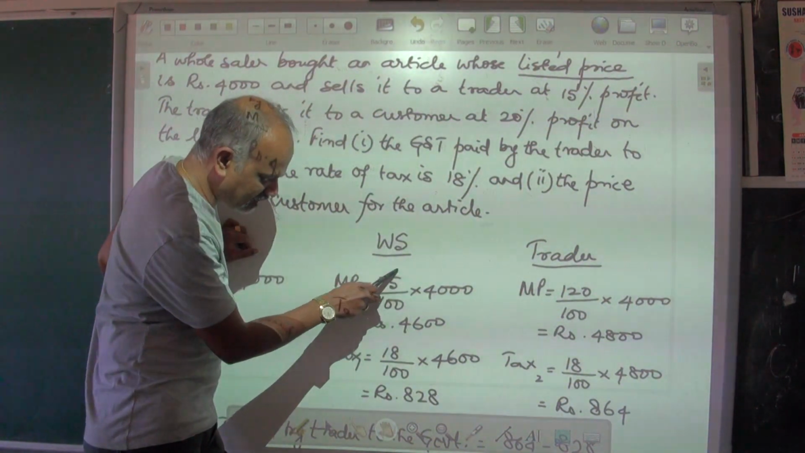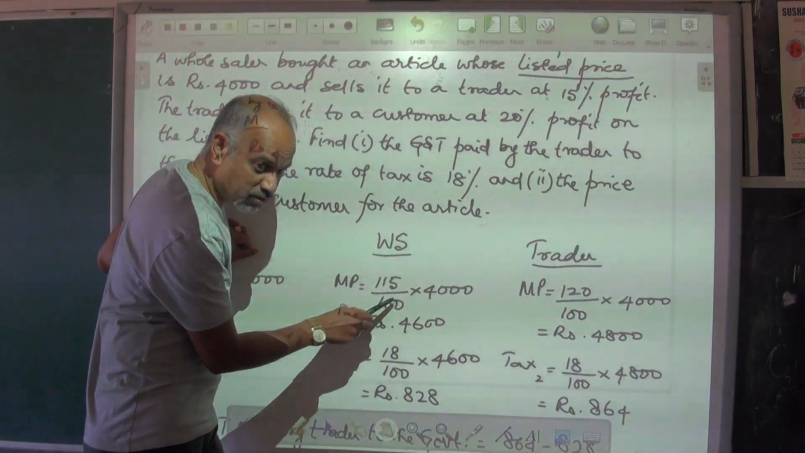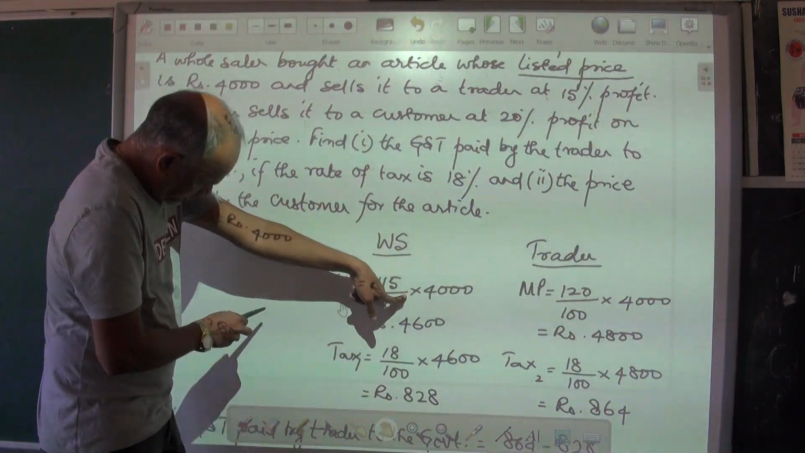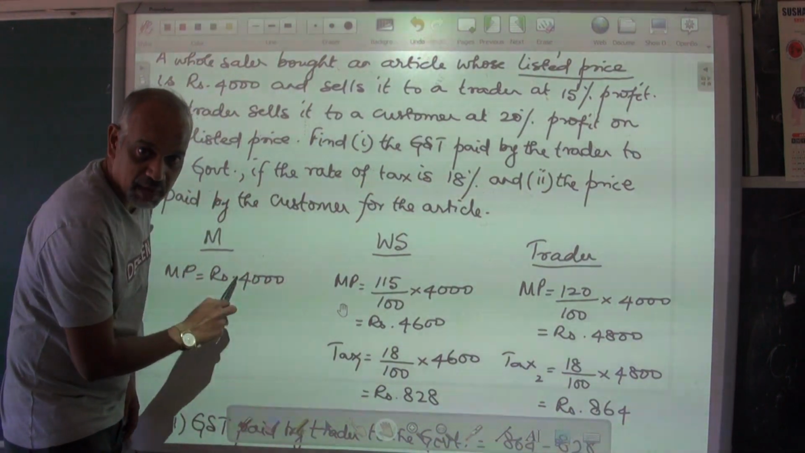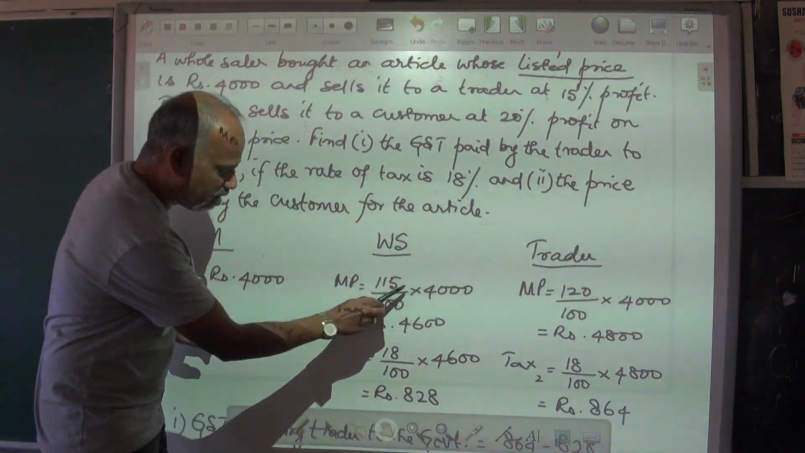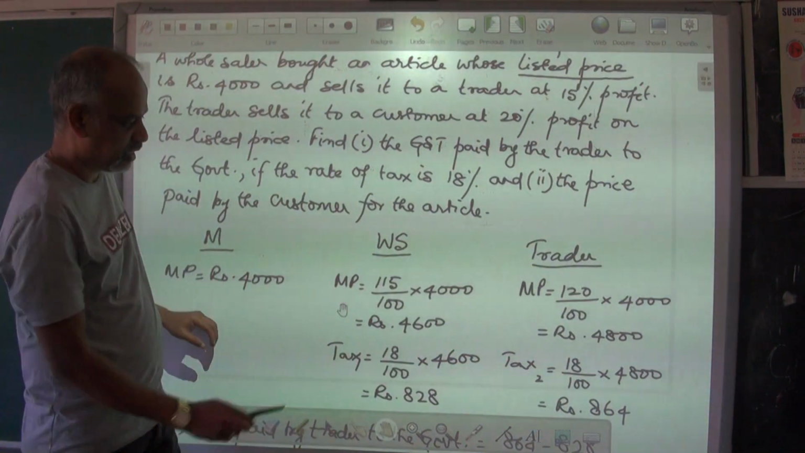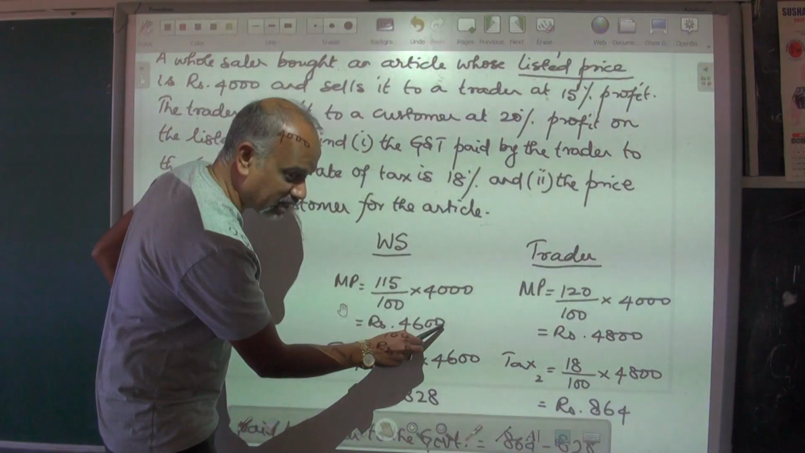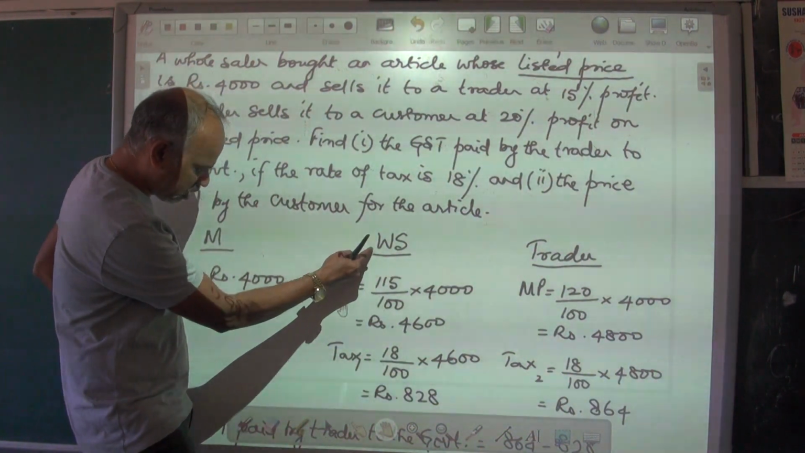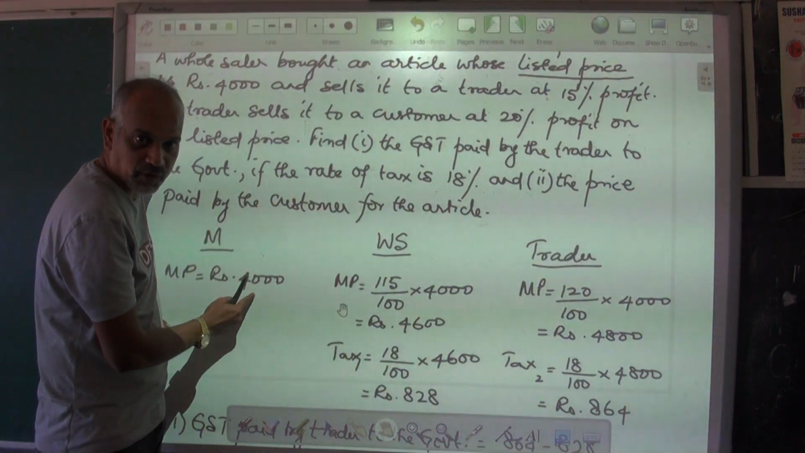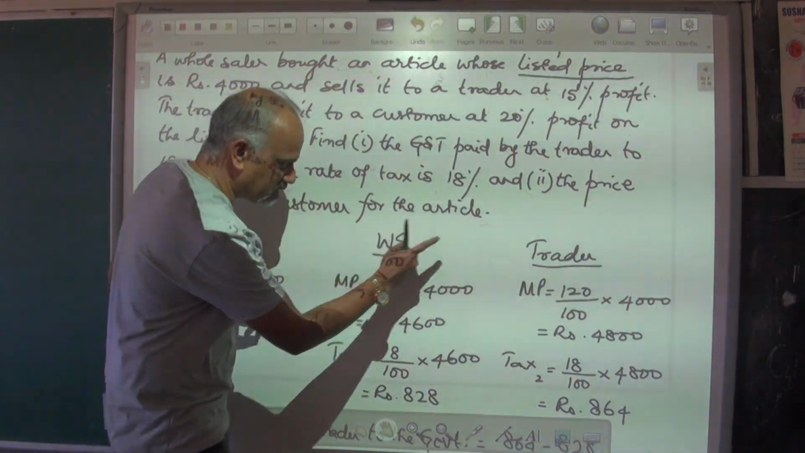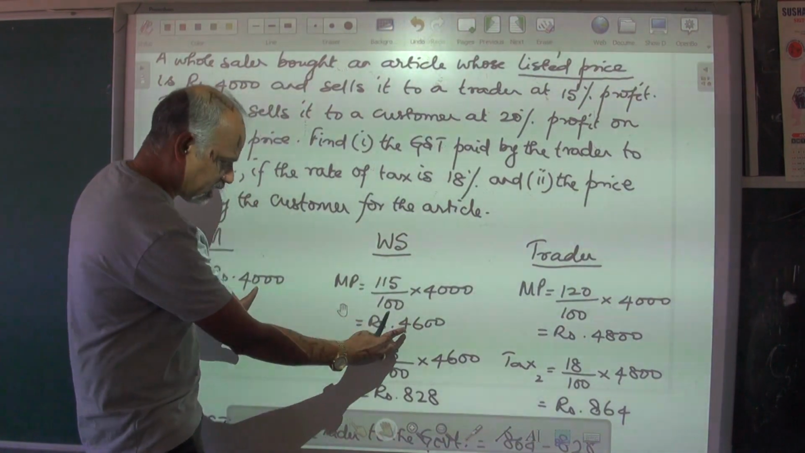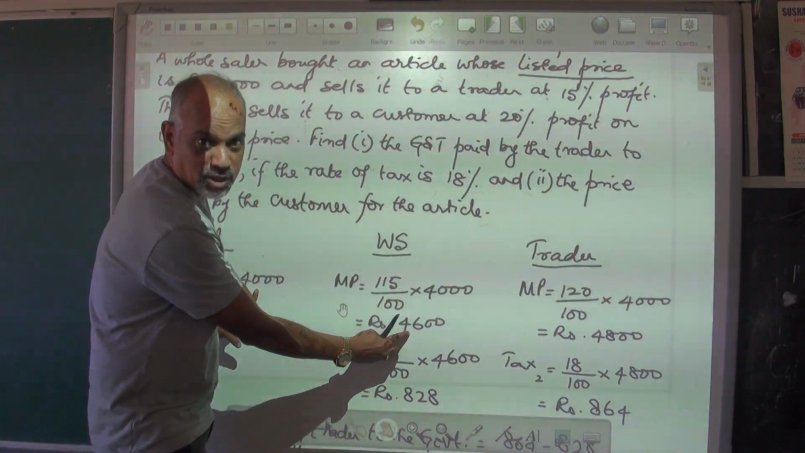So the new percentage is going to be 115%. That 115% is 115 out of 100 of the mark price originally. What was the mark price originally? It is 4,000. So of 4,000, on simplification, this gives you rupees 4,600. So when the wholesaler bought it from the manufacturer, he paid 4,000. When the wholesaler sells it to the trader, he sells it for 4,600. He has increased the price by 600 rupees more.